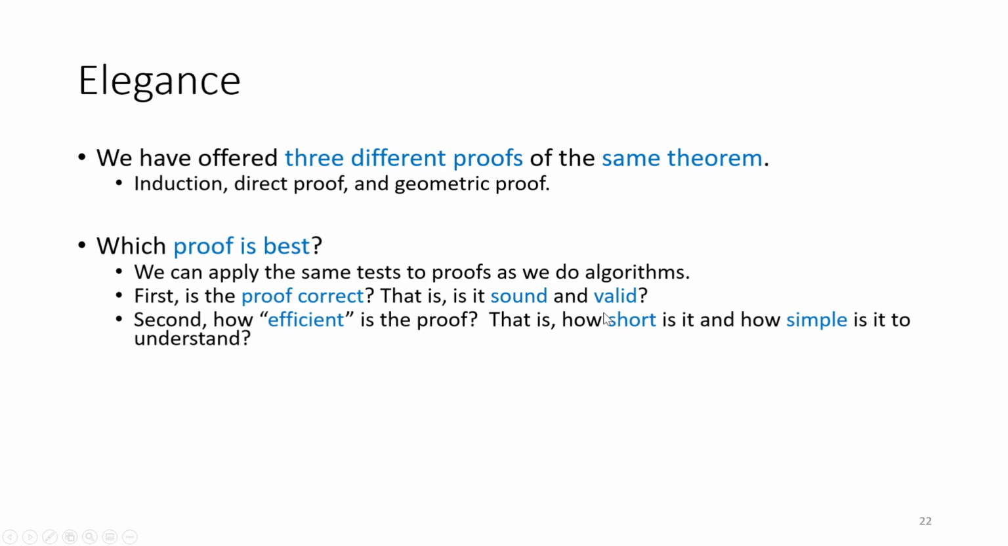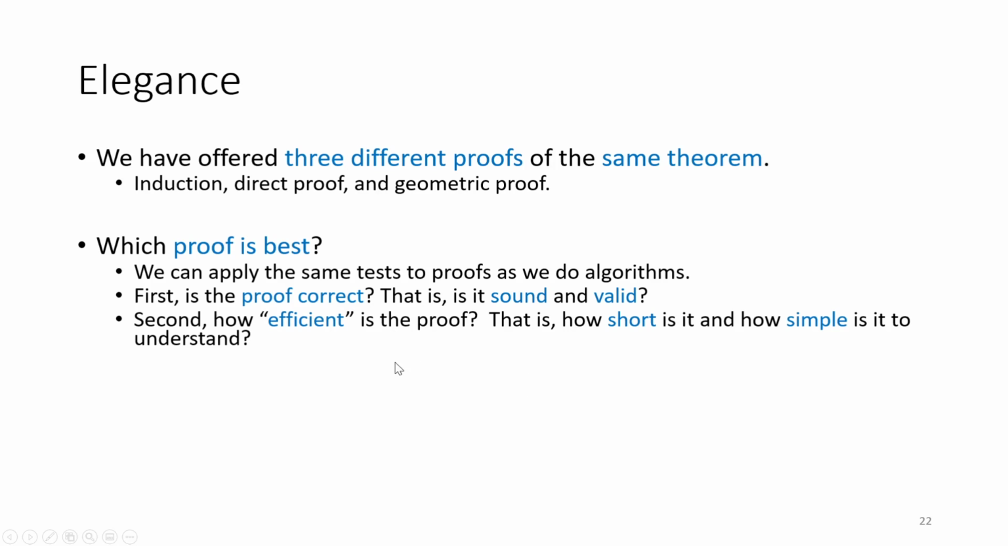If it's invalid, we just throw it out altogether. If it's not sound, meaning some of its premises might be false, well, if some of the premises are known to be false, then it's not a very useful proof. But if some of the premises are not known to be true or false, we don't know, then we sometimes still like proofs of that matter, okay?